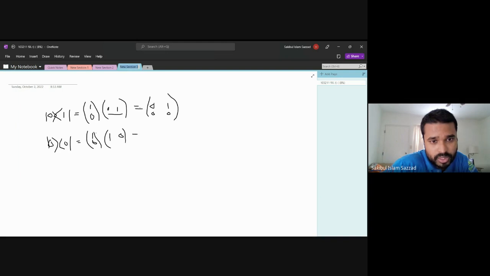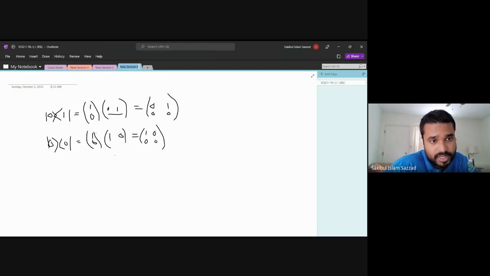If we do the outer product multiplication with the same process, we multiply this 1 by this full row, so it should be 1 and 0. And I will multiply this whole row by this 0, so it should be 0 and 0.